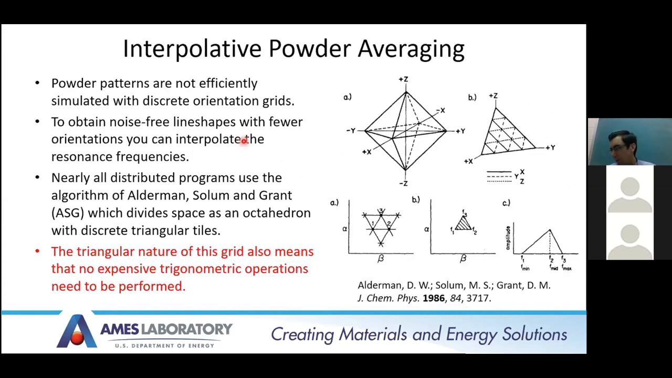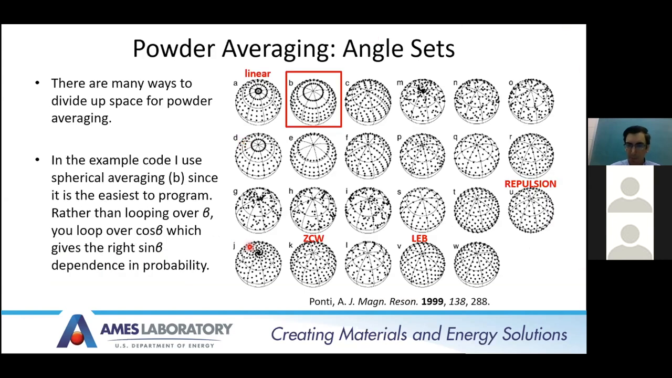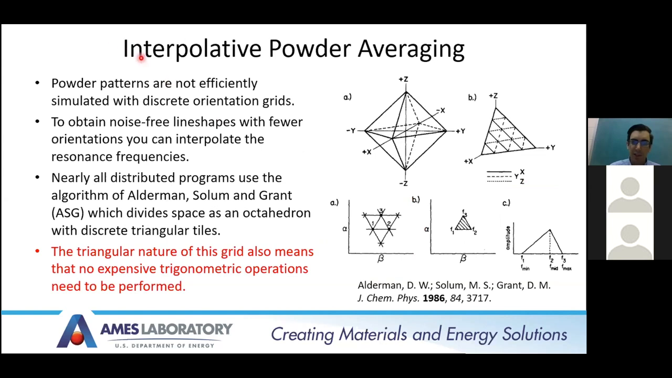The last point that I want to bring up is, if you're going to be writing NMR simulation software that you can calculate everything in the frequency domain, then probably what you'll want to do, instead of using orientation grids like this, is use interpolative powder averaging. And probably the most well-known and most widely used interpolated powder averaging scheme is that of Alderman, Sullivan, and Grant. And it's kind of ingenious for a couple of reasons.